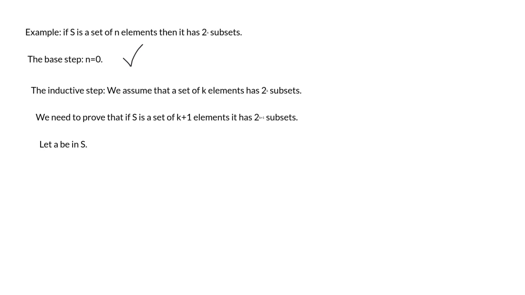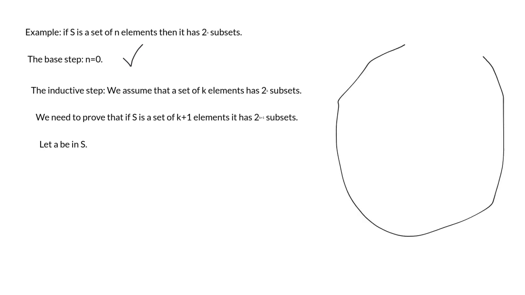I want to divide or partition the subsets of S into two classes: those subsets which have A in them, and those subsets which don't have A in them. So let me draw a figure here. So imagine this is all subsets of S.